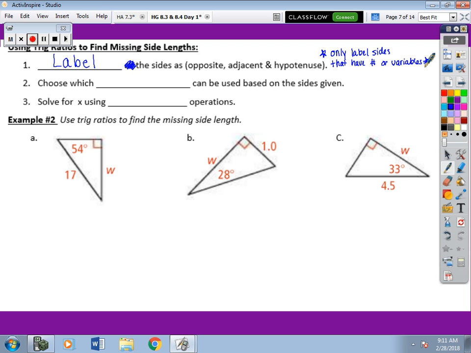Once you've labeled the sides as O, A, and or H, you will choose which trig function should be used using your SOHCAHTOA. Lastly, you'll solve for x using inverse operations.